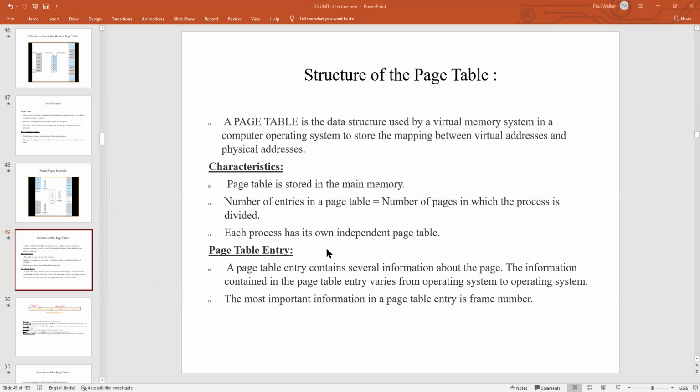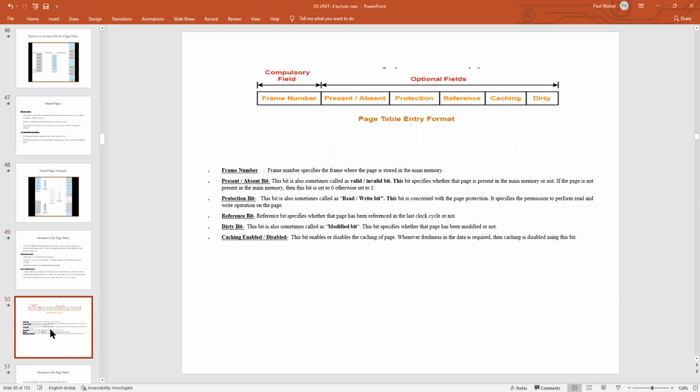Next, moving to the page table entry. A page table entry will contain several pieces of information about that particular page. The information contained in the page table entry will vary from one operating system to another. For example, in Windows the page table entry may vary, or in a Unix system the page table entry will vary. For example, some pages will have a frame number, page offset value, and the default value. Like that, the storage will differ depending upon the operating system's page table entry.